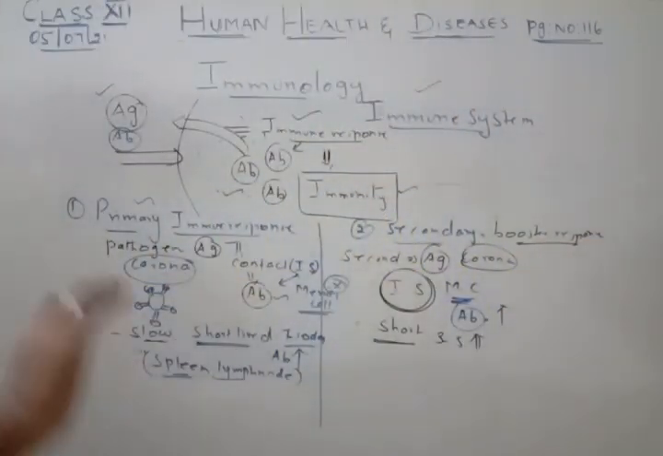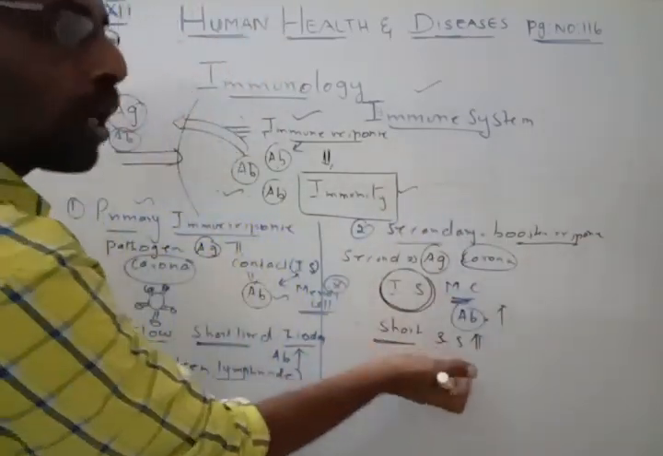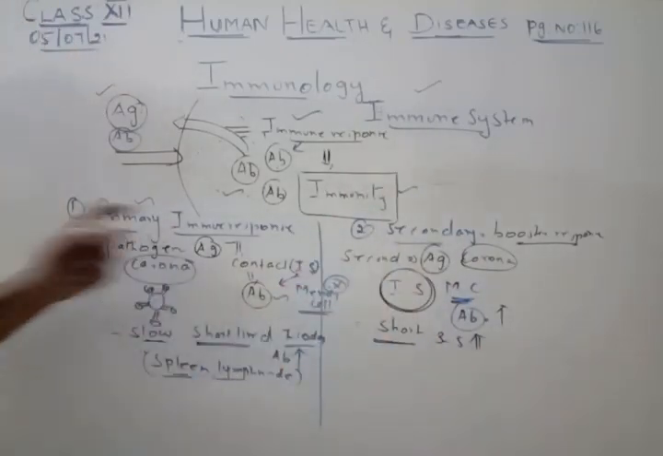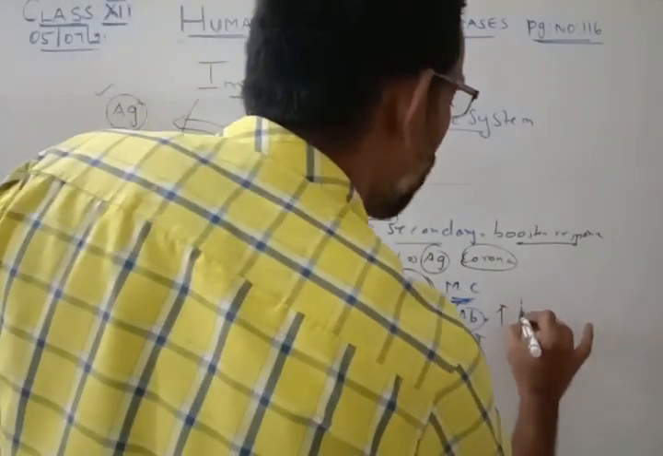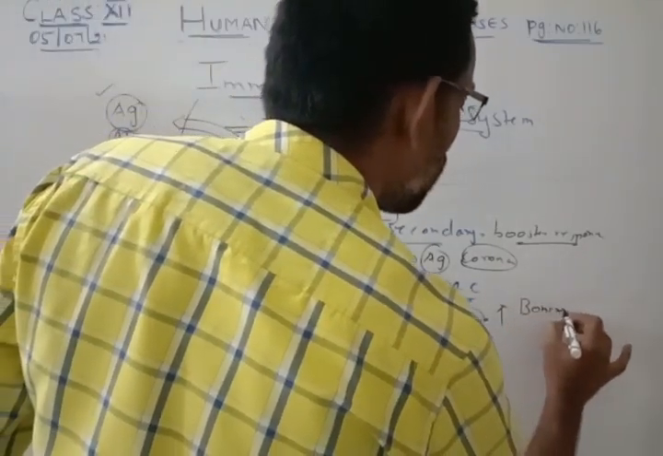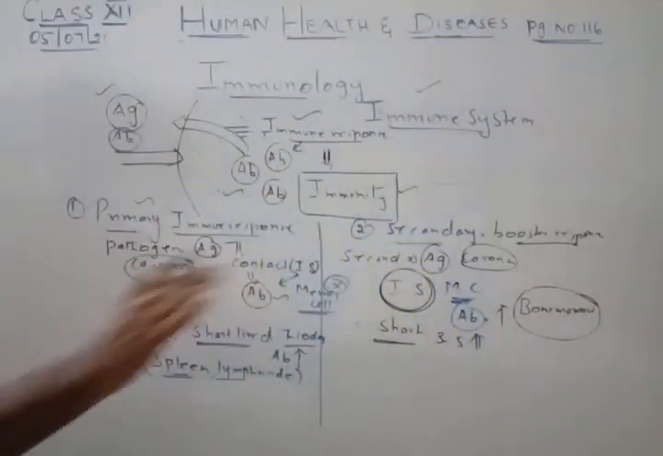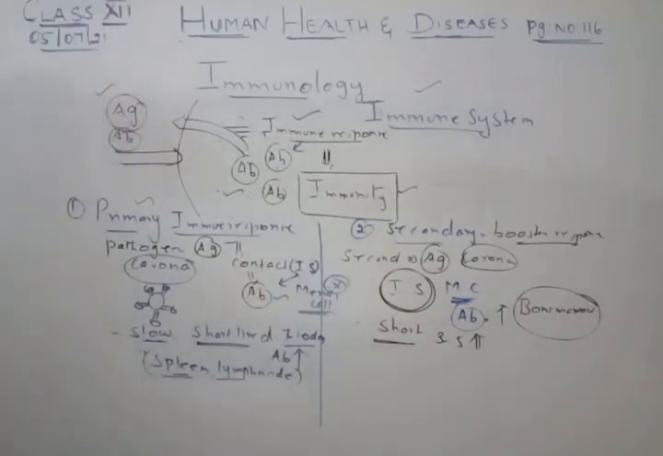So the more often this virus enters, the antibody production will be faster and much earlier, so the infection is reduced. Where can you find this secondary immune response? The same places: the spleen, the lymph nodes, and even the bone marrow. Why bone marrow here? We will talk about that a little later, not now, because I don't want to enter another topic. For now, you understand the difference between primary and secondary immune response.